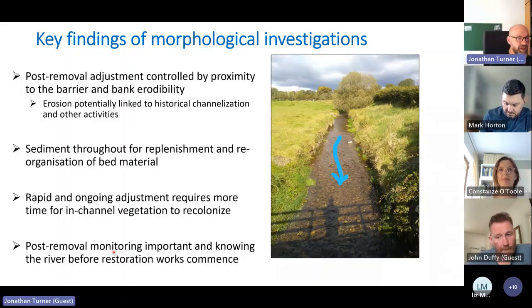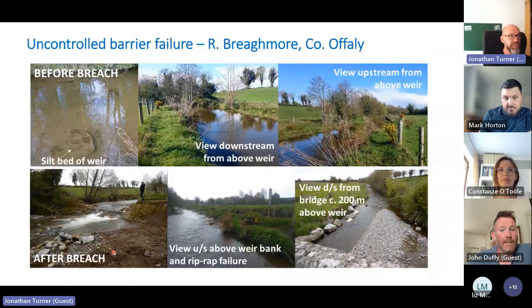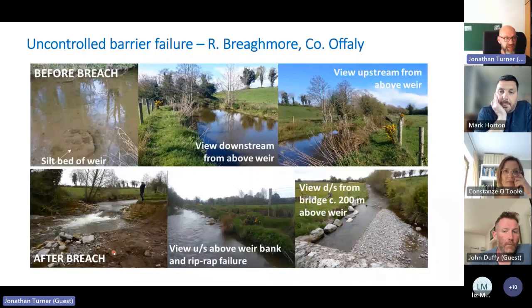Okay, so that was kind of Reconnect stuff, but I wanted to give perhaps a cautionary tale of what we could see happen to a barrier when we don't remove it carefully, and it's removed in a more catastrophic fashion.